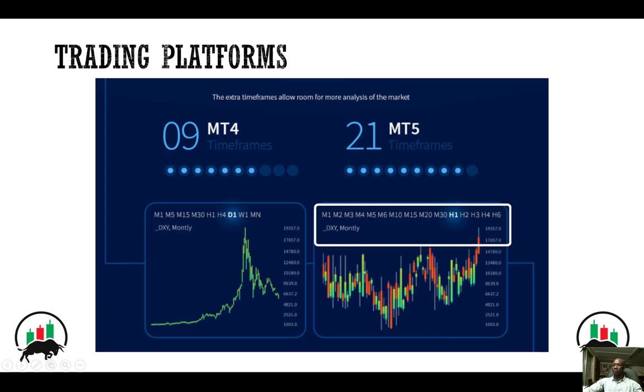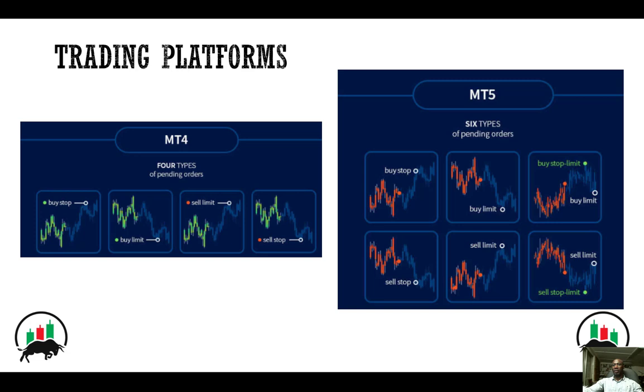the actual platform. There is also a difference in pending orders. Pending orders automatically buy or sell a currency when the market reaches a certain price in the future. On MT4, there are 4 different types of pending orders, and you have buy stop, buy limit, and sell stop. And on MT5, there are 6 different types of pending orders. So these are the pending orders for MT5.